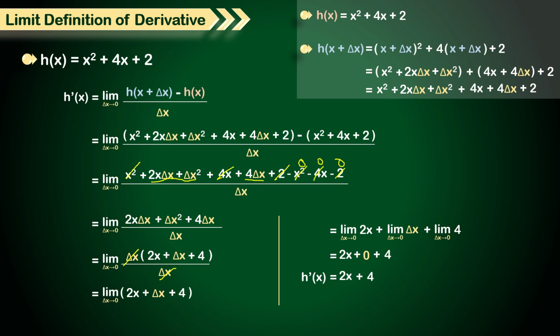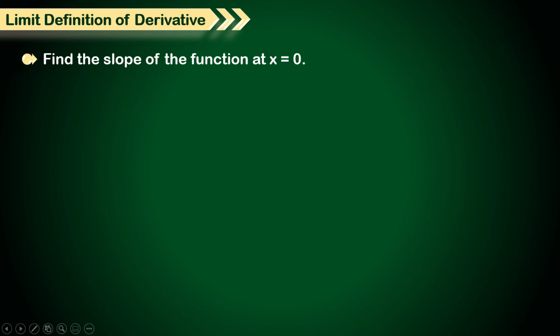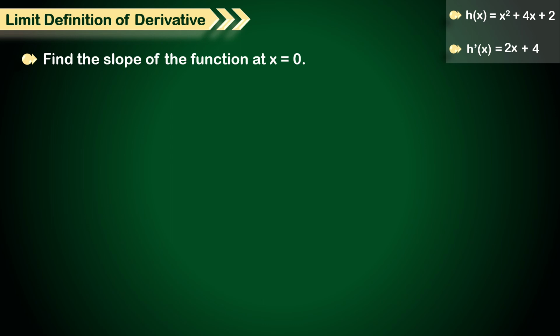Again, using the derivative, we can calculate the slope of the curve at any point on it. Then find the slope of the function at x equals 0. To solve the slope of the function at the given x coordinate, substitute it into the derivative of the function. h prime of 0 is equal to the product of 2 and 0 added to 4. Simplify. Thus, the slope of the function at x equals 0 is 4.